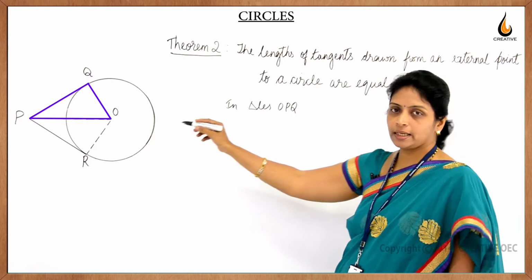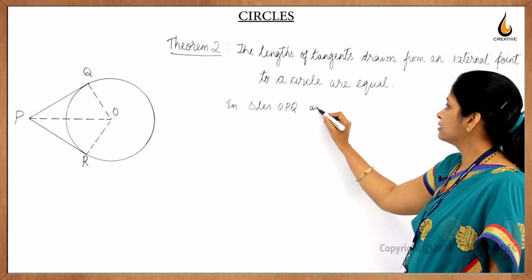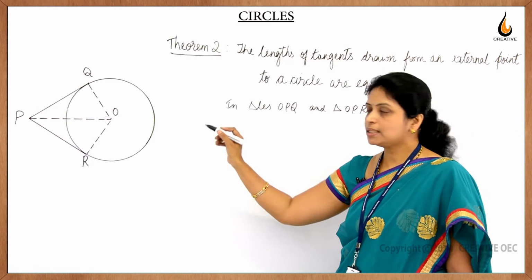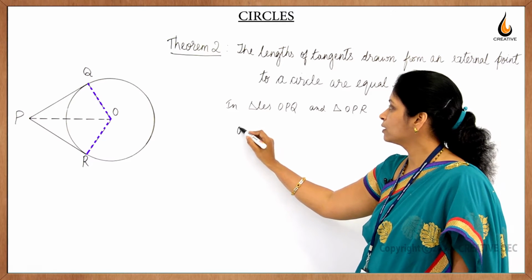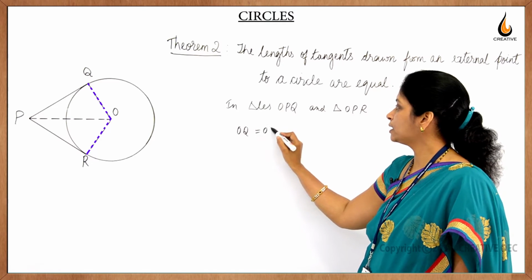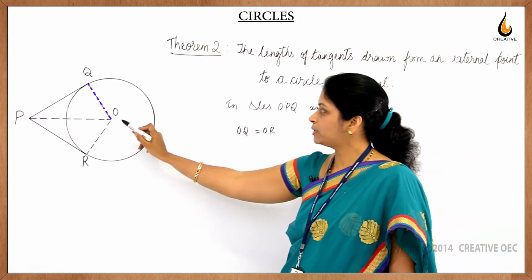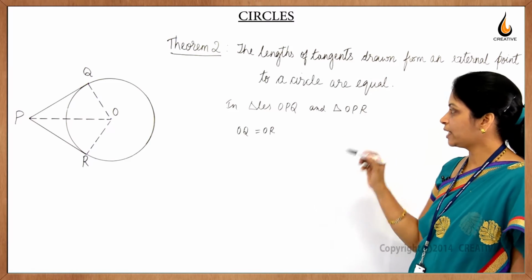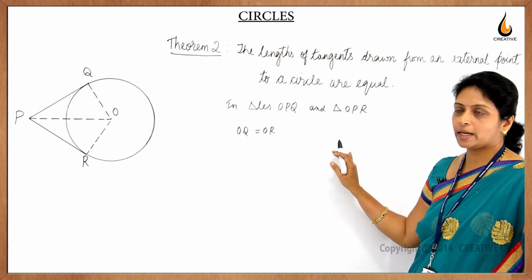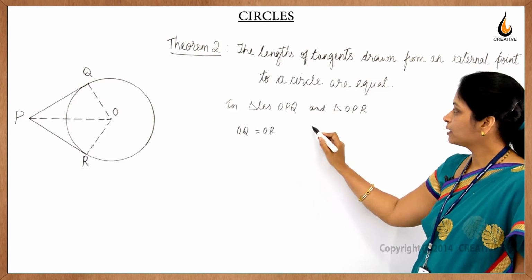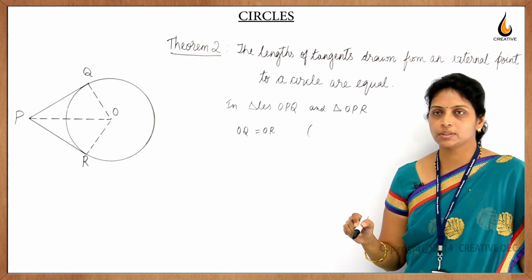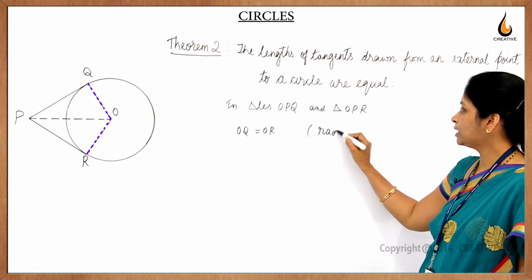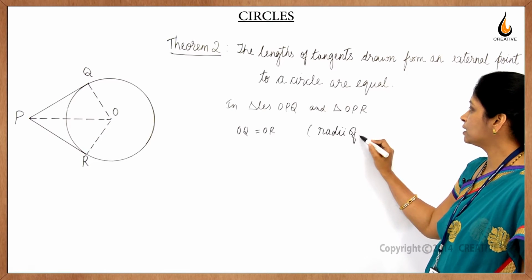So in these two triangles, OPQ and OPR, we can see that OQ is equal to OR. OQ and OR are equal. What is OQ? OQ is the line between the center and that point, and OR is the same. Why are these two lines equal? We have to write the reason for this in the brackets. The reason is that both are the radius of the same circle. So OQ is also the radius, OR is also the radius. So we can write they are the radii of the same circle.